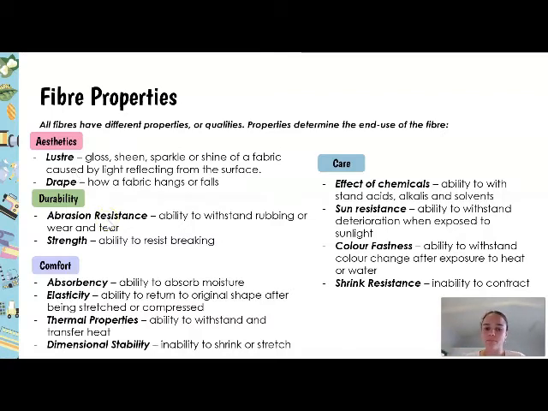Durability is all about abrasion resistance, the ability to withstand rubbing or wear and tear. Abrasion resistance is all things to do with outdoor wear and any thicker fabrics that you're using. If you are intending to make some denim jeans or a denim jacket, this would have been a test that we would have done, because it's something that you're going to wear a lot, a daily thing. You would also look at abrasion resistance for school uniforms. Then strength, the ability to resist breaking.